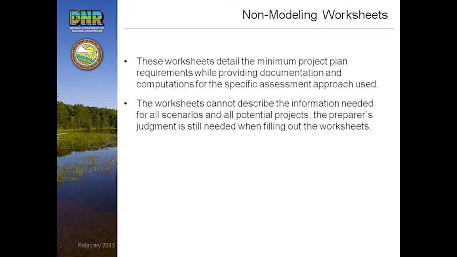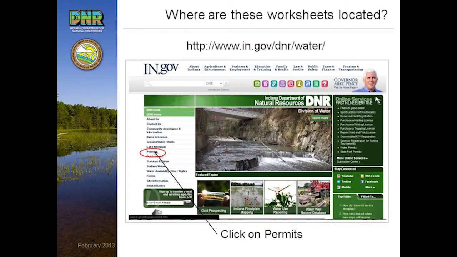These worksheets detail the minimum project plan requirements while providing documentation and computation for specific approach methods used. The worksheets cannot describe the information needed for all scenarios and all potential projects. The preparer's judgment is still needed when filling out the worksheets. You can access all the non-modeling worksheets from our webpage. If you visit the Division of Water's homepage, you can click on the permits listed on the left-hand side, and this will take you to a list of all the worksheets where you can print them off.